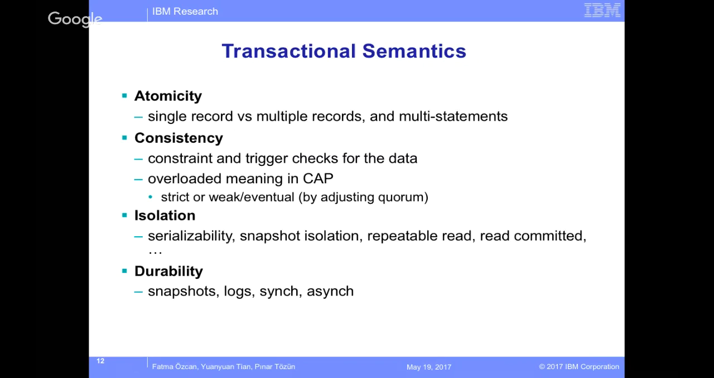Consistency, there are really two dimensions to consistency. The definition really says a transaction leaves the database in a consistent state. So what is it consistent with respect to? If you don't have any replicas, you're in a single node, you still need to satisfy the integrity constraints and triggers.